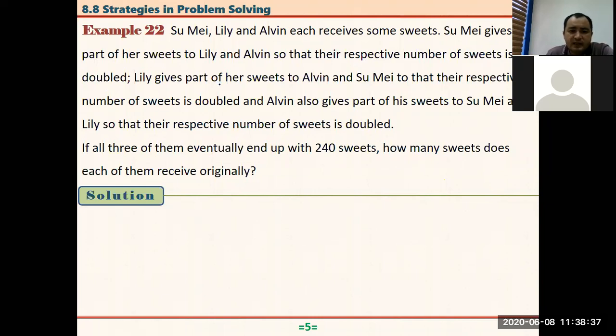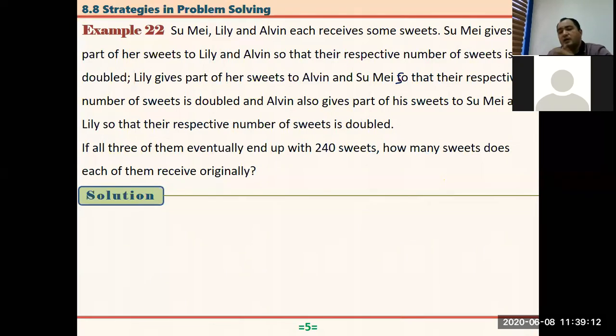Okay, and Lily gives part of her sweets to Alvin and Sume so that their respective number of sweets is doubled. And Alvin also gives part of his sweets to Sume and Lily so that their respective number of sweets is doubled. If all 3 of them eventually end up with 240 sweets, how many sweets does each of them receive originally?